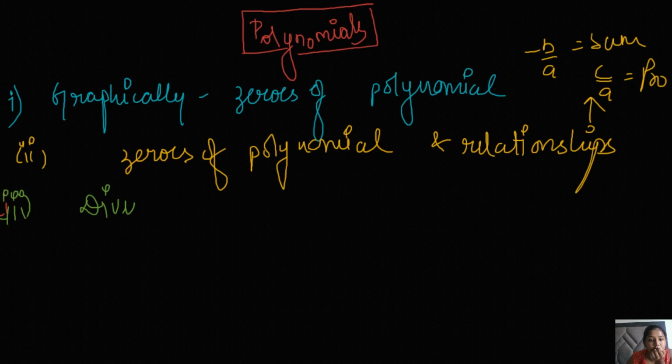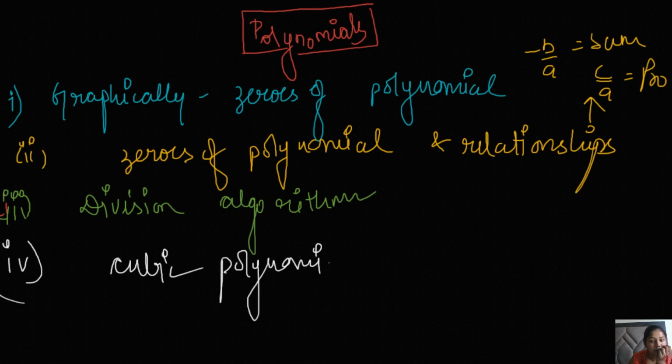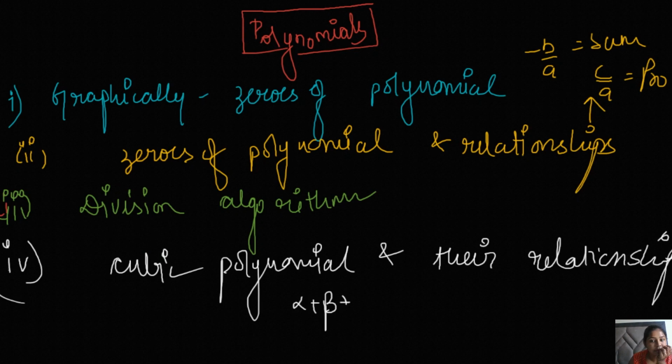by the long division method, right? And our last is cubic polynomial and their relationships. We'll be getting alpha plus beta plus gamma equals minus b by a, right? Alpha beta gamma equals minus d by a, and alpha beta plus beta gamma plus gamma alpha equals c by a. I hope it is clear to you people.